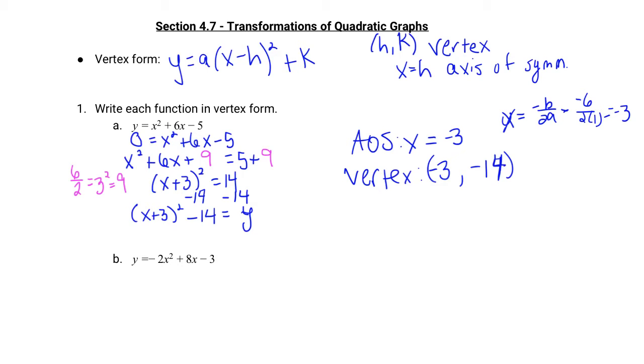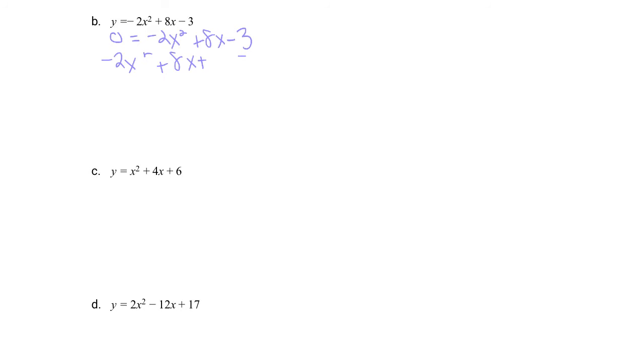When a is not 1, it's just a little bit different. So we've got negative 2x squared plus 8x minus 3. Let's, again, make y 0. So 0 equals negative 2x squared plus 8x minus 3. Let's move 3 over to the other side. I'm going to flip it around. So negative 2x squared plus 8x plus a blank equals 3 plus a blank. Now, remember when we complete the square, we can't have an a be anything but 1.